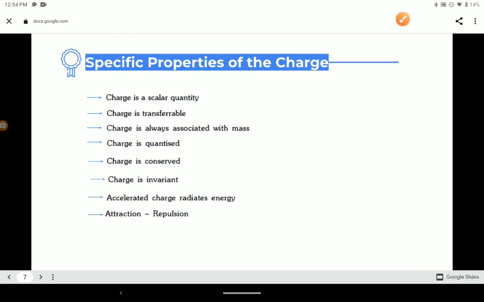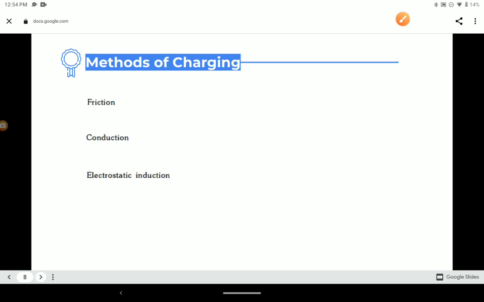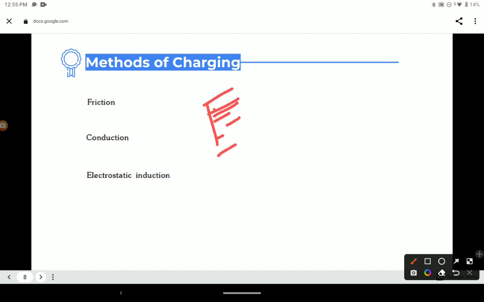Okay, so the next slide comes out to be methods of charging. There are three methods of charging. First one is friction. We all have a very good example for friction, like you have a comb. I think everyone was taught it in primary school when you made some paper pieces.